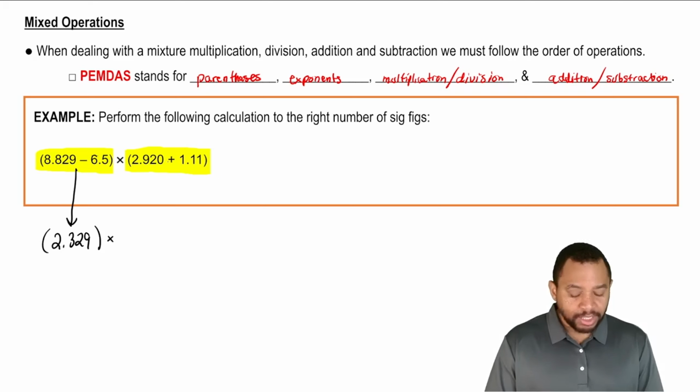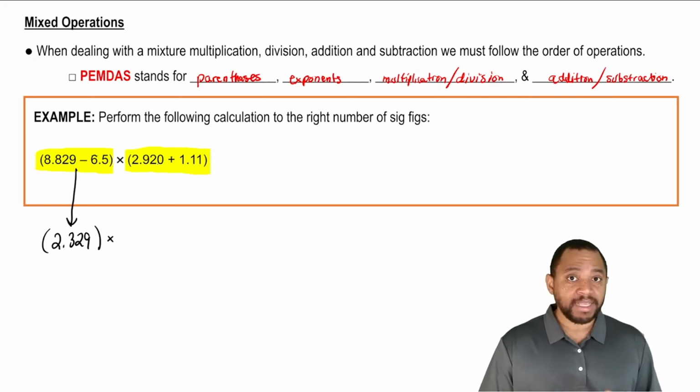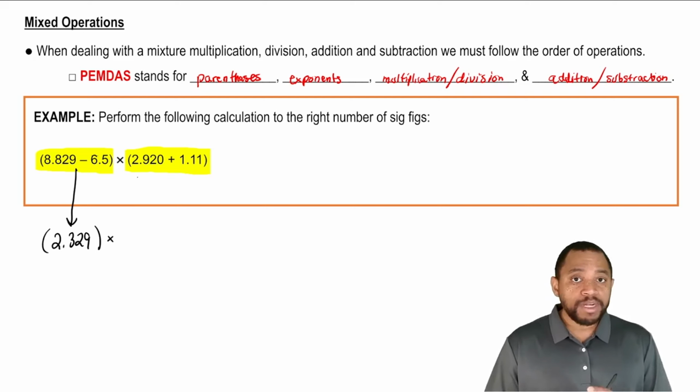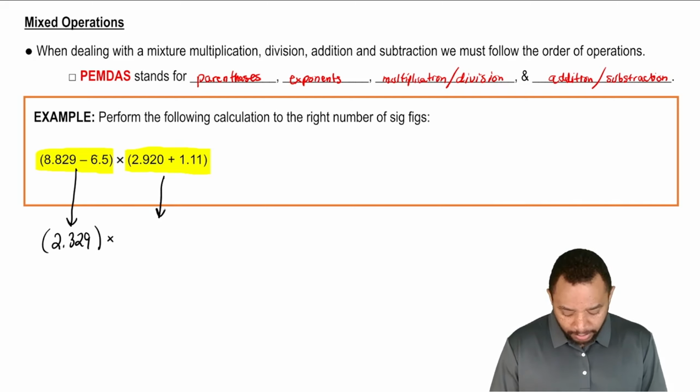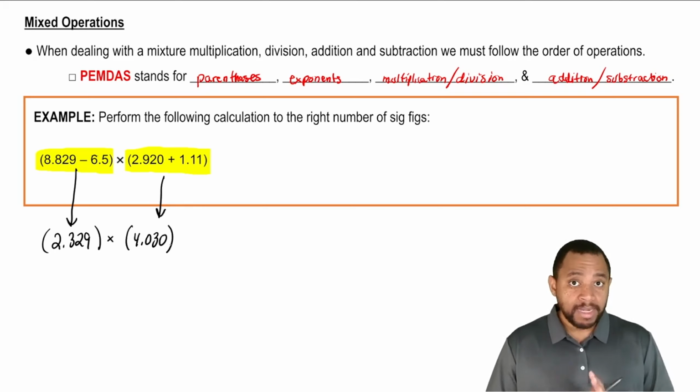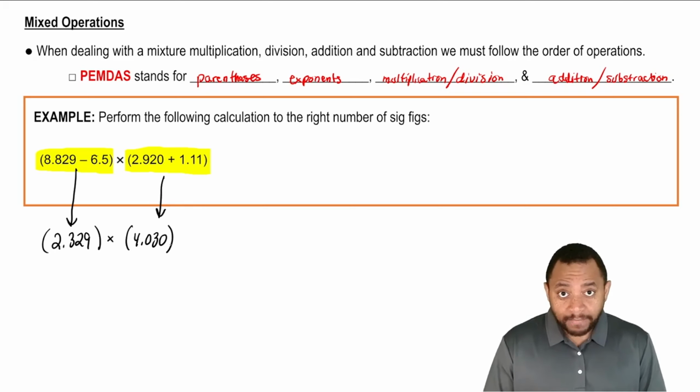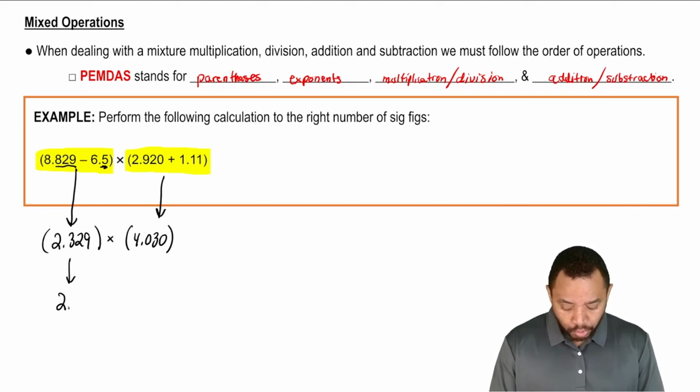Now we're going to do what's in the other parentheses. Here we have addition, so again, it's least number of decimal places. What we're going to do initially, though, is write down what we see in our calculator. So we're going to see 4.030. Now, least number of decimal places. This has 1 decimal place. This has 3. We're going to go with 1 decimal place. So this becomes 2.3.